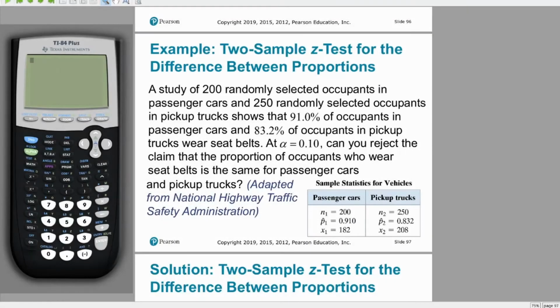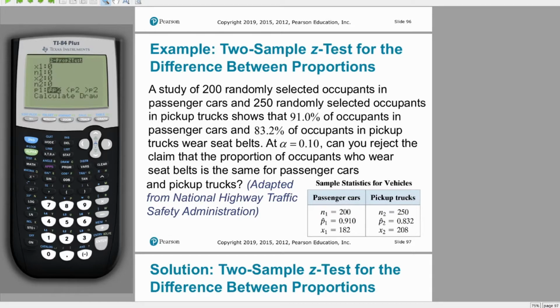For this video, we're going to look at how we can handle a two-sample z-test for proportions, as we're going to look at this basic stuff here with 8.4, where in this case, we are looking at studies of cars and pickup trucks, and what we're going to do is go into Stat, Tests, and select option 6, the two-proportion z-test.